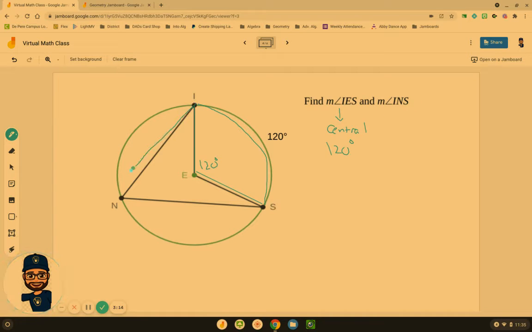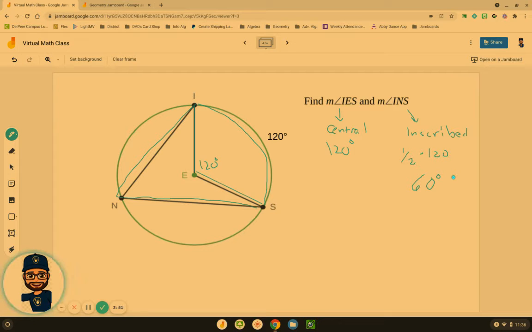INS, I to N to S, is not central. It doesn't go through the center, but its vertex is on the circle. So this one we call inscribed. It's inside the circle, but its vertex is on the circle. It's half of its arc. The edges are at S and I, so the arc was 120, so it's half of 120, or it would have a measure of 60 degrees.